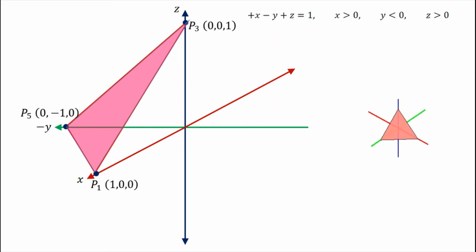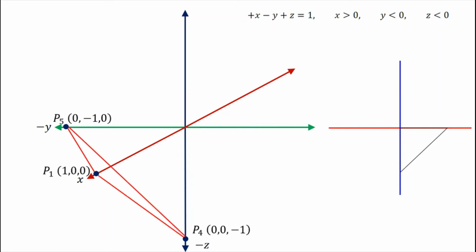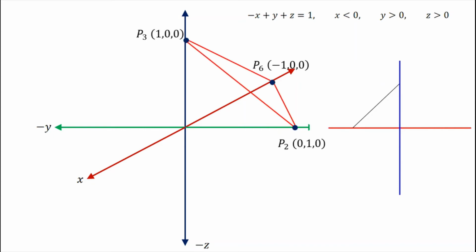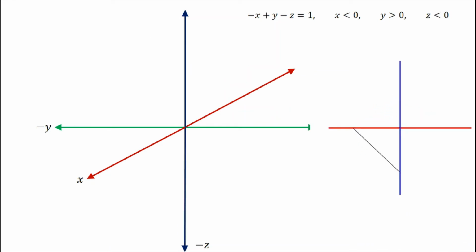The points of the fourth octant, y, z less than 0 and x greater than 0, are P1, P4, and P5. The points of the fifth octant, y, z greater than 0 and x less than 0, are P2, P3, and P6 (-1, 0, 0). The points of the sixth octant, x, z less than 0 and y greater than 0, are P2, P4, and P6.